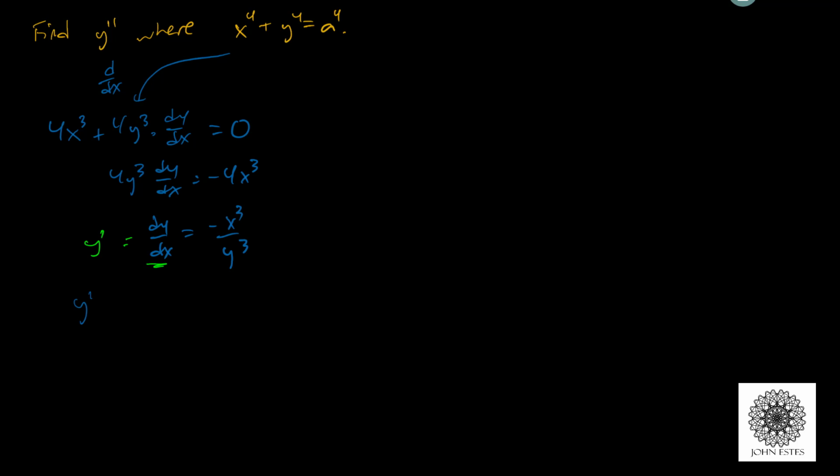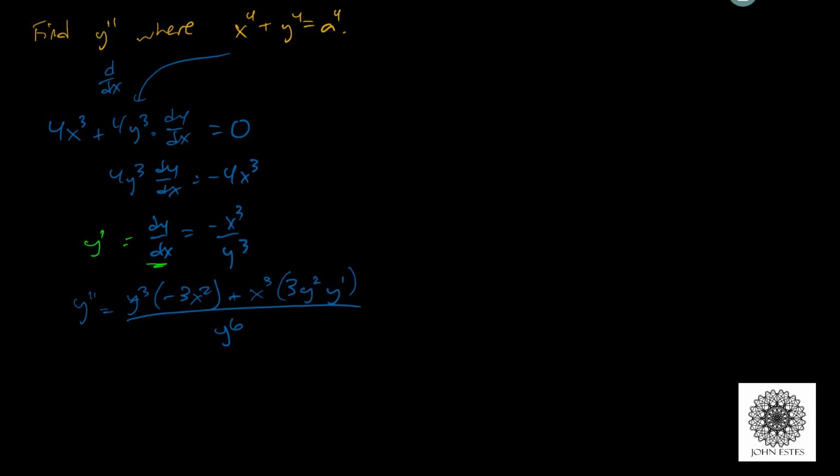So to find y double prime, I take the derivative of what I just found with respect to x. Since I have negative x cubed over y cubed, I need to use quotient rule. So that's going to be low: y cubed times the derivative of the top, which is negative 3x squared, minus the top, so it ends up becoming a plus x cubed, times the derivative of the bottom, which is 3y squared y prime, all over the denominator squared. So that's going to be y to the sixth. y cubed squared is y to the sixth.